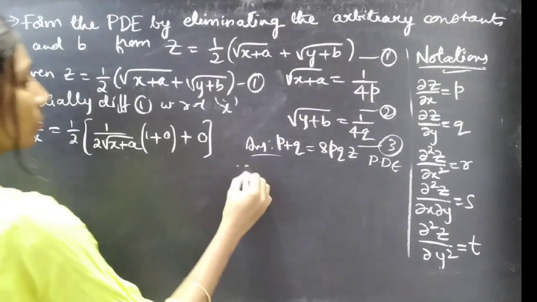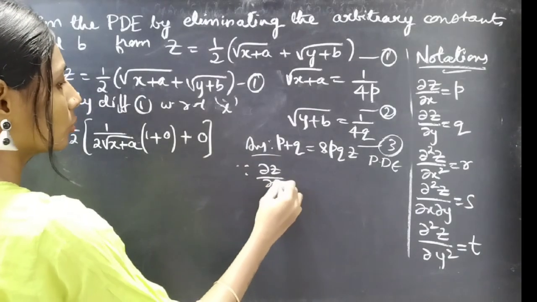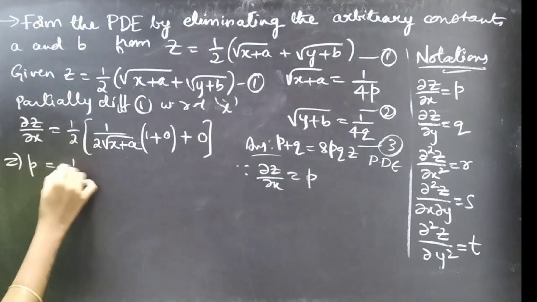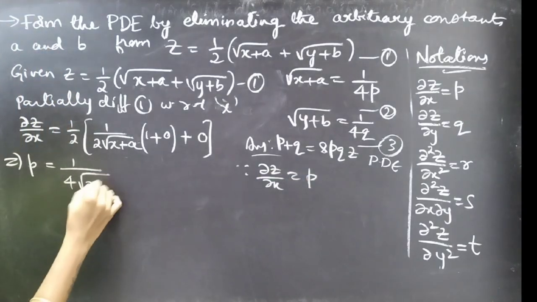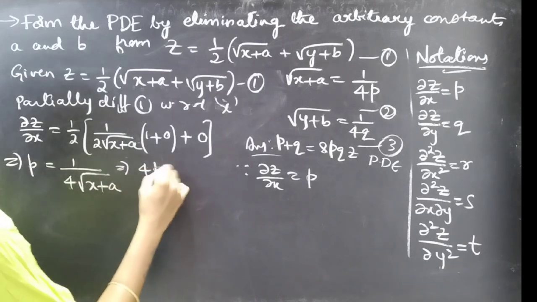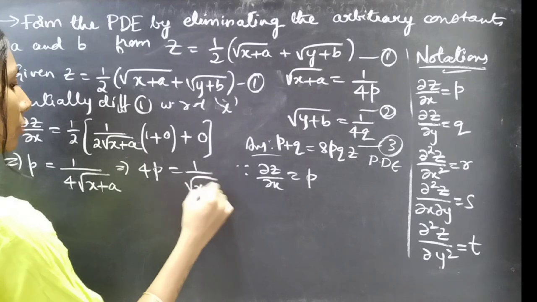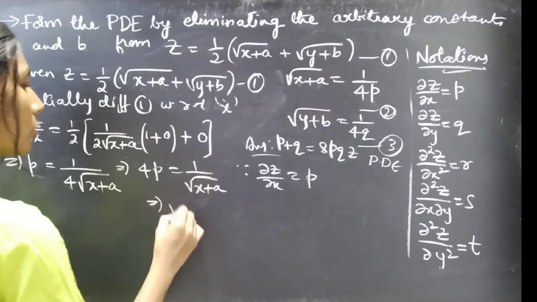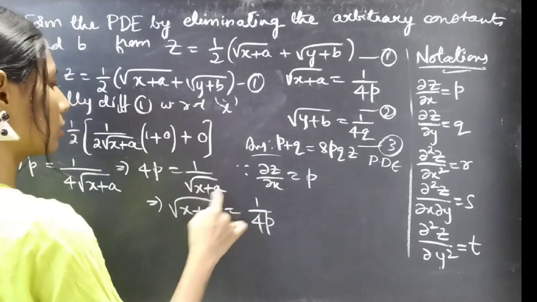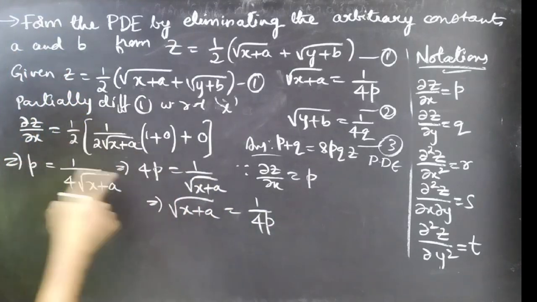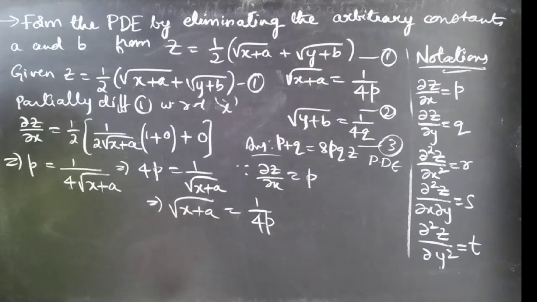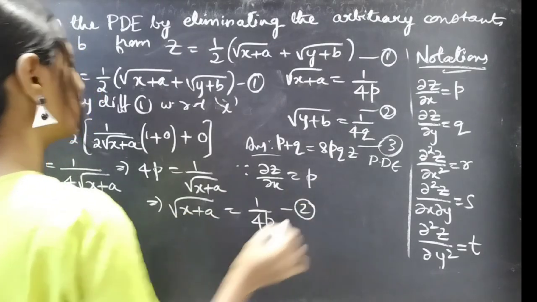Since we have the notation ∂z/∂x equal to p, let's replace ∂z/∂x by p. You'll get p equal to 1 by 4 into square root of x plus a. Now take this 4 to the LHS, you'll get 4p equal to 1 by square root of x plus a, or we can write this as square root of x plus a equal to 1 by 4p. Consider this as equation 2.